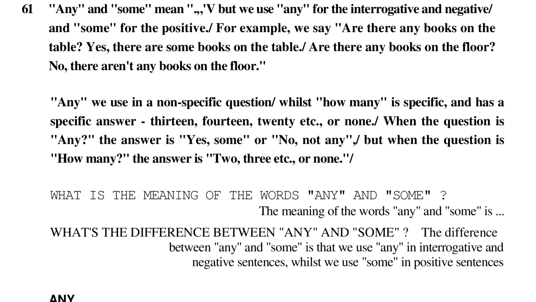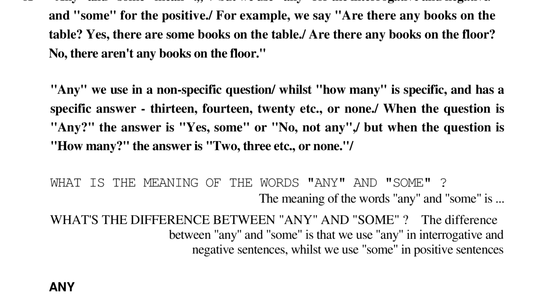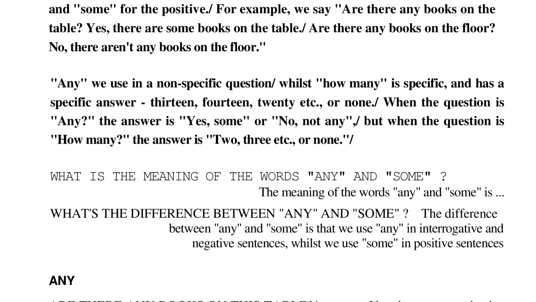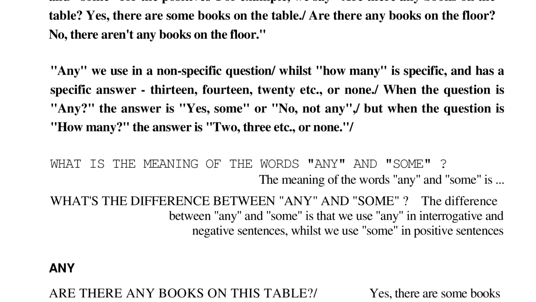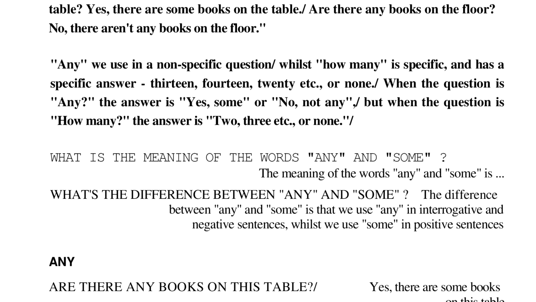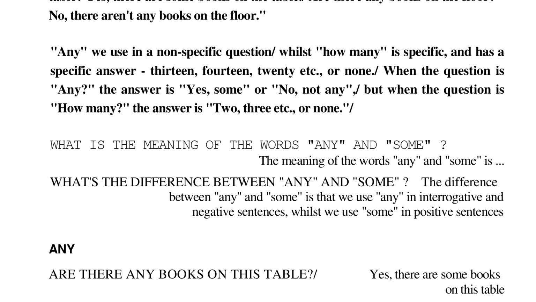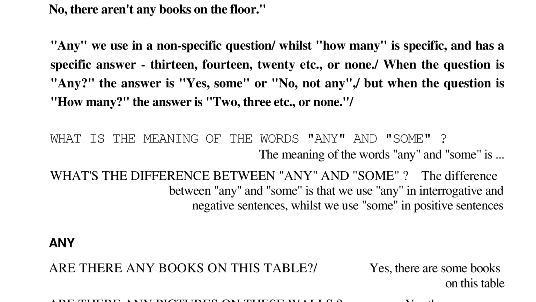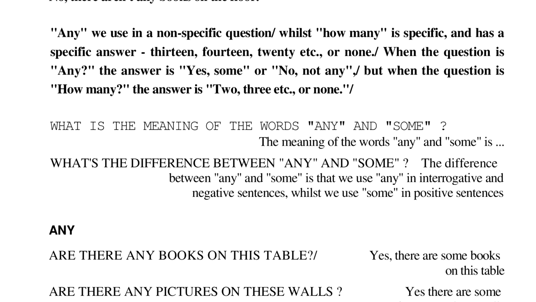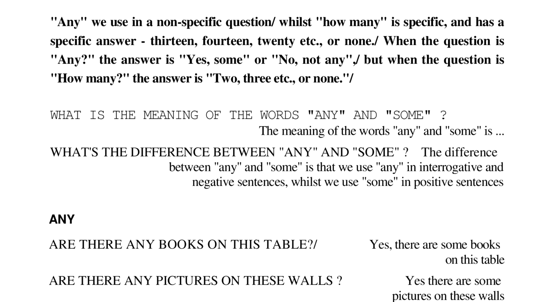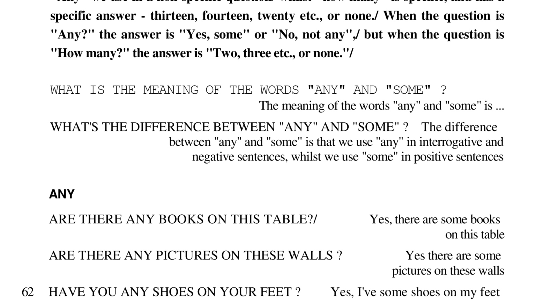the positive. For example, we say, are there any books on the table? Yes, there are some books on the table. Are there any books on the floor? No, there aren't any books on the floor. Any we use in a non-specific question, whilst how many is specific and has a specific answer, 13, 14, 20, etc., or none. When the question is any, the answer is yes, some, or no, not any. But when the question is how many, the answer is 2, 3, etc., or none.